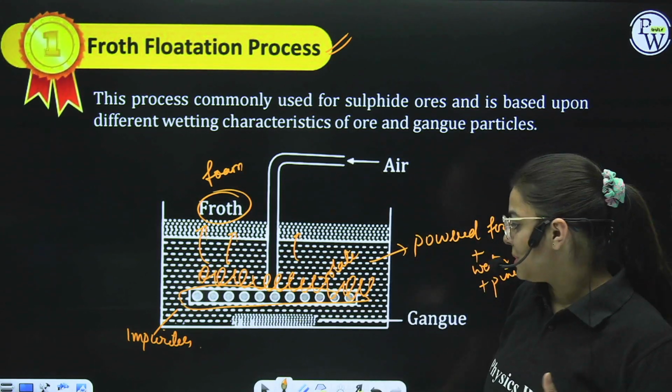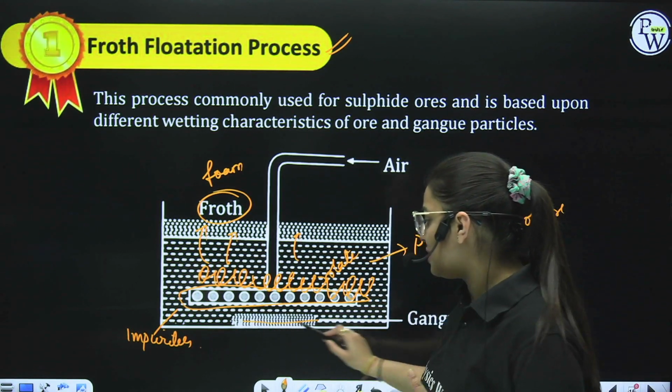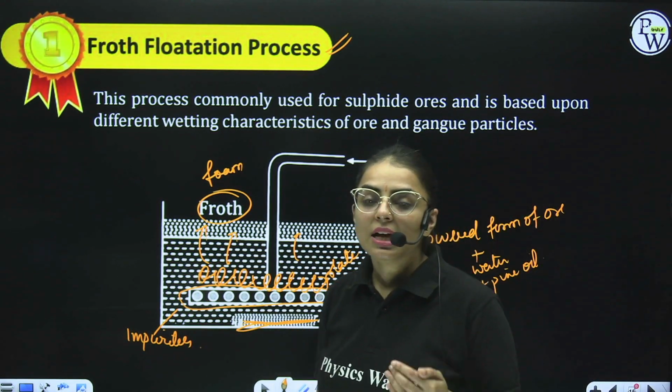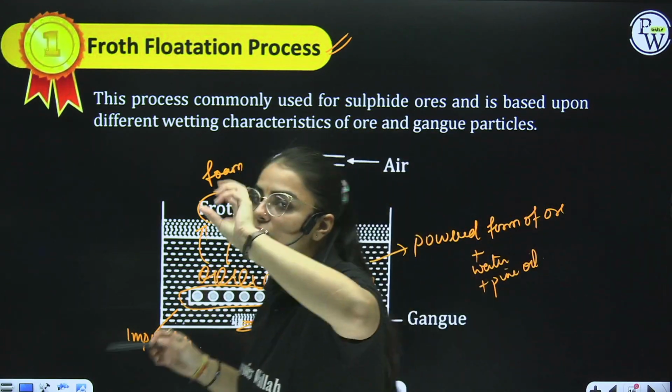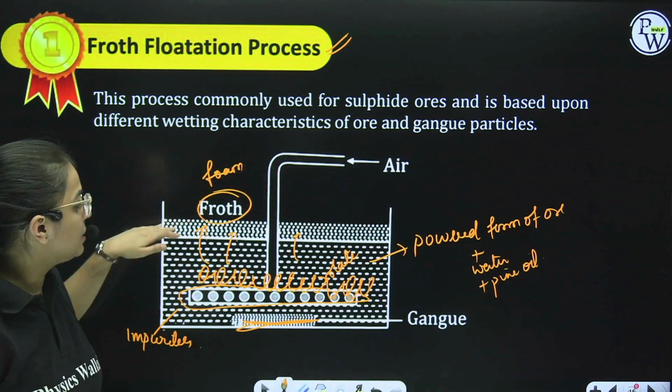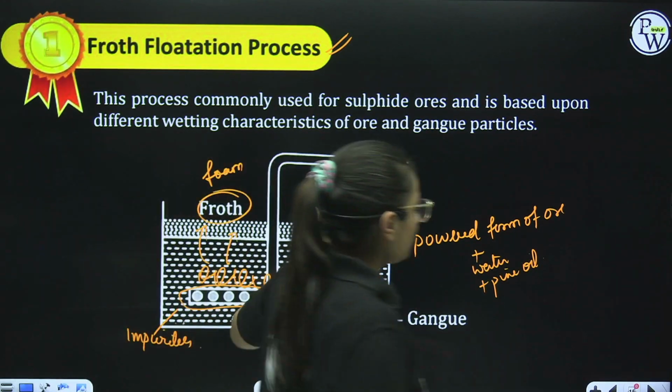So what happens? The gangue particles will get separated and settle at the bottom, the impurities will be left down, and our ore particles will come in the form of small particles in the form of foam. It will come in the upper layer, right? This is the froth flotation process.